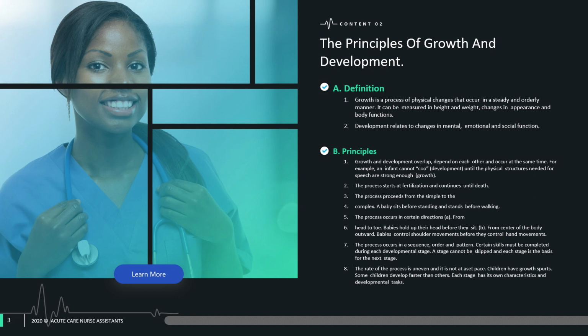The process occurs in a sequence, order, and pattern. Certain skills must be completed during each developmental stage. A stage cannot be skipped, and each stage is the basis for the next stage. The rate of the process is uneven and is not a set pace. Children have growth spurts. Some children develop faster than others. Each stage has its own characteristics and developmental tasks.